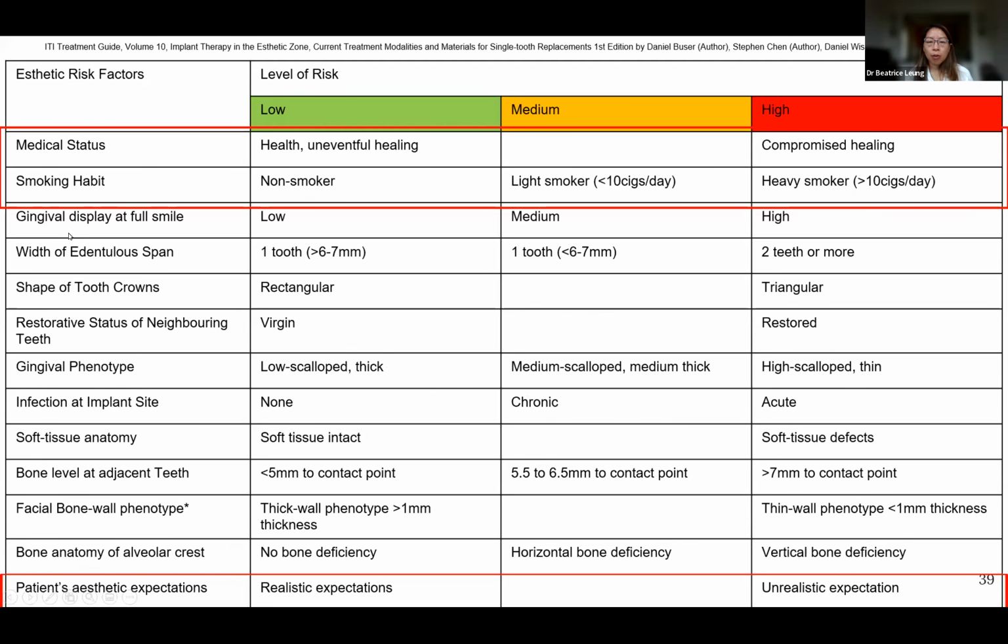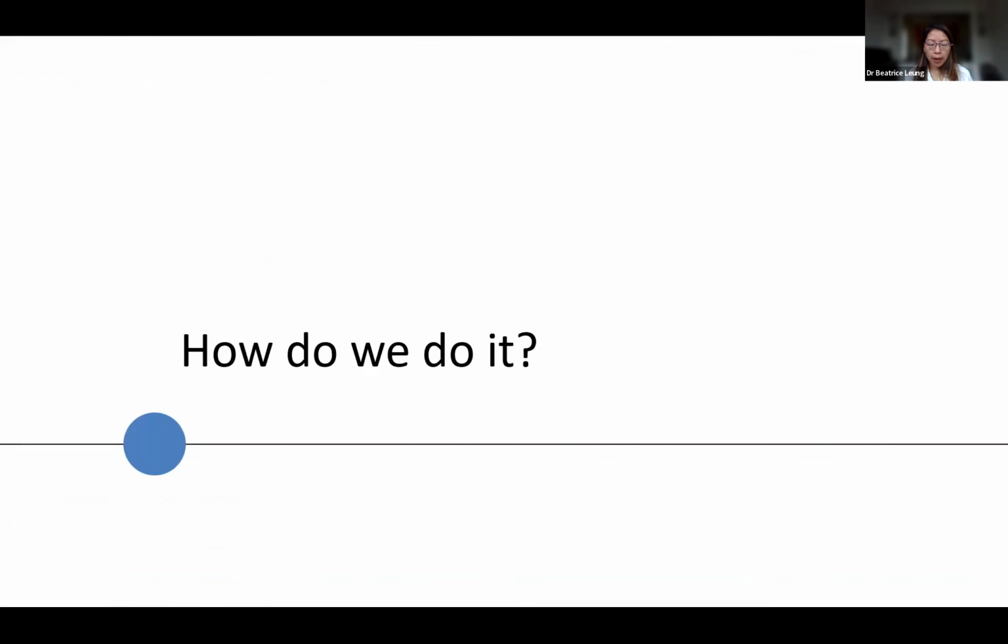Okay, so there are other things that you should look at: the shape of the teeth, the restorative status of the adjacent teeth, soft tissue anatomy, bone level, all kinds of other things. So I thought it would be useful to put this here so everyone can take a look at it. It's another way of looking at your patient in terms of the aesthetic risk for implant treatment. Okay, so that covers when do we do it. I think it helps to put things in perspective when you're doing clinical exam. We talk about why do we do it, when should we do it, when should we not do it. I hope that helps you plan it.